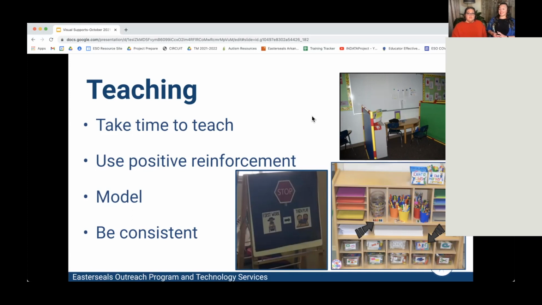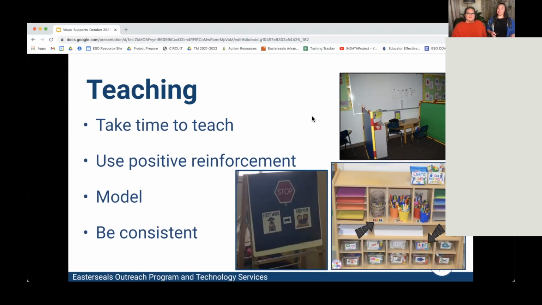And then being consistent is so important. Just remembering that we have to be consistent with all of these things, with taking the time to teach, even with positive reinforcement, with modeling them, and not giving up quickly, but doing the same thing over and over so that everyone gets it. You can see on the screen, I love this example, and it's kind of dark, but it's the best picture I've got right now.